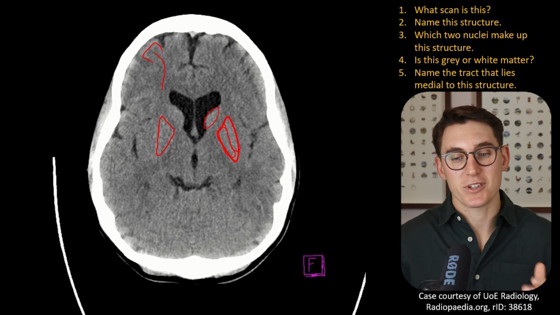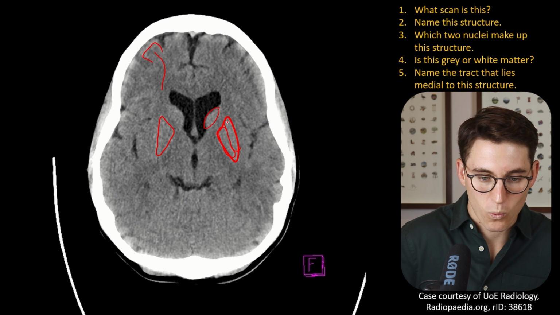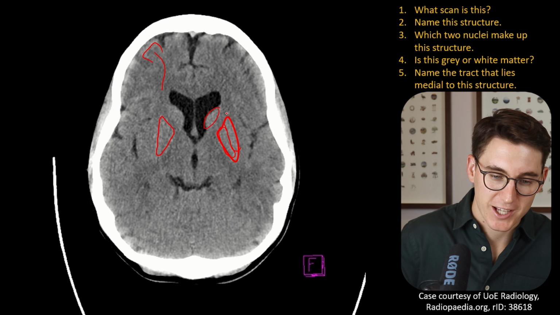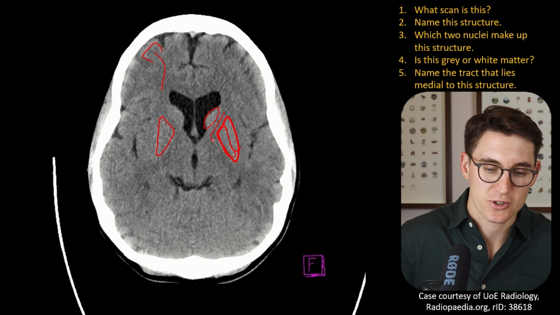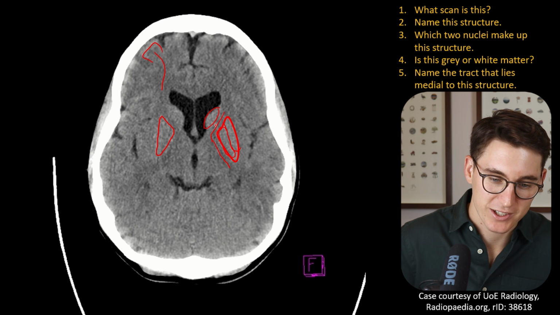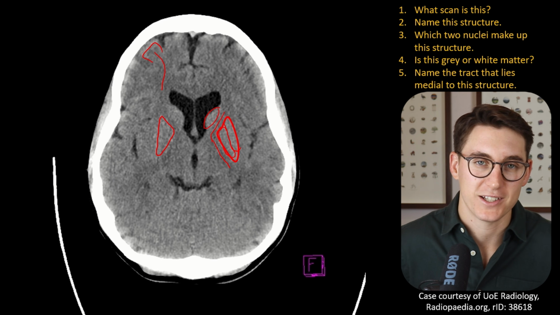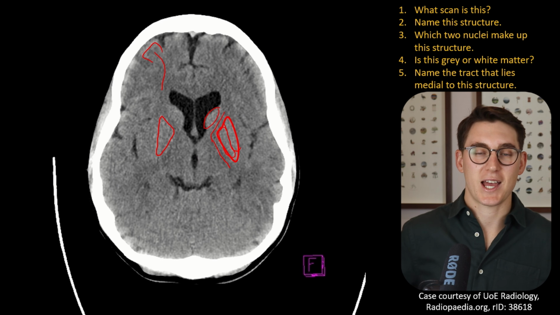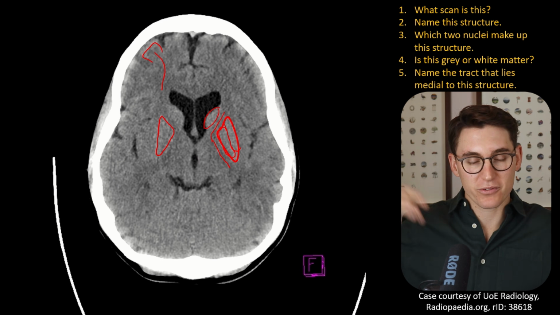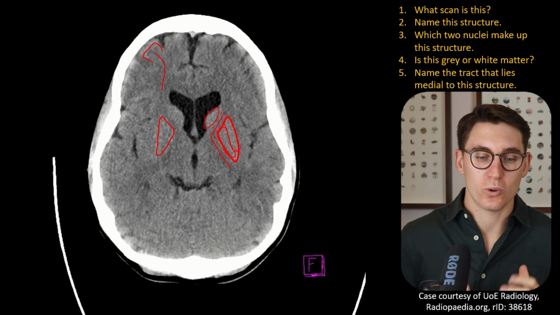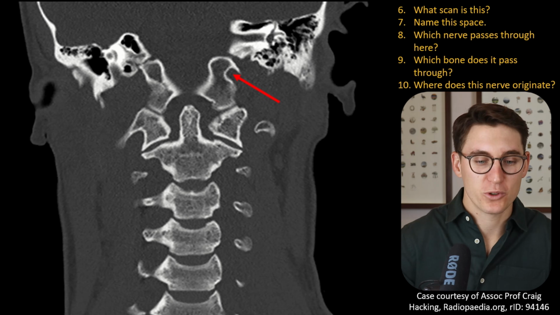Now, we asked to name the tract that lies medial to the structure, this white matter tract here. This is what's known as our internal capsule. Our internal capsule has an anterior limb, a genu or a knee, a bend in the internal capsule, and a posterior limb. This anterior limb is separating our lentiform nucleus from our caudate head, and this posterior limb is separating our thalamus from our lentiform nucleus. And this internal capsule has efferent and afferent fibers. Efferent fibers going from the cortex down to the spinal cord, and afferent fibers coming up from the thalamus towards our basal nuclei. Let's move on to our next question.